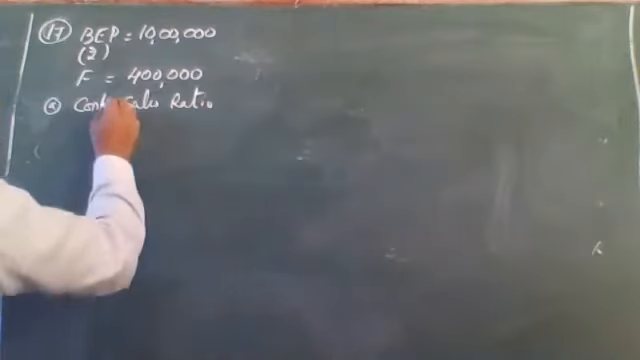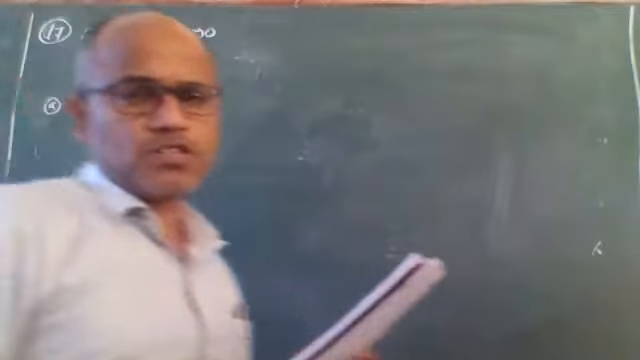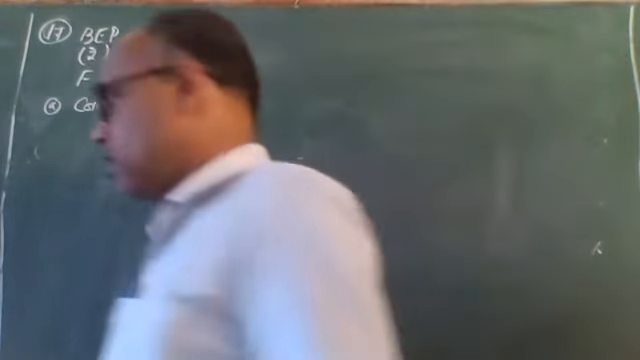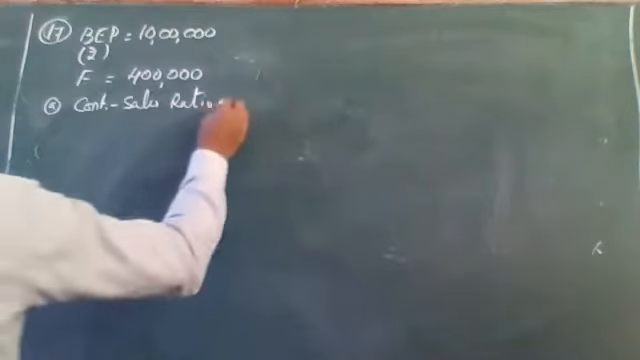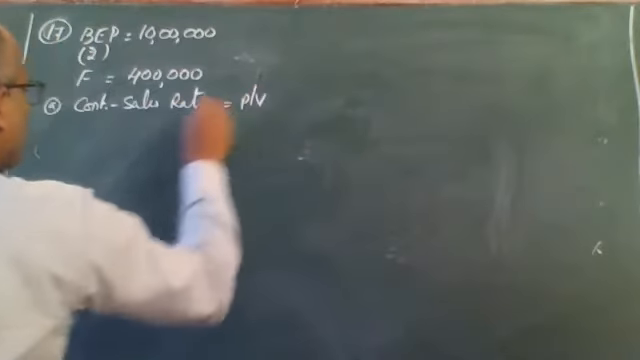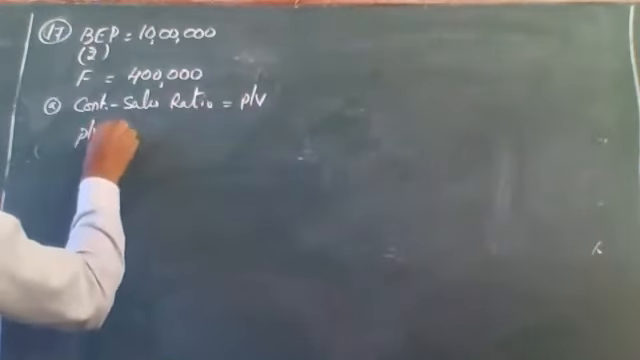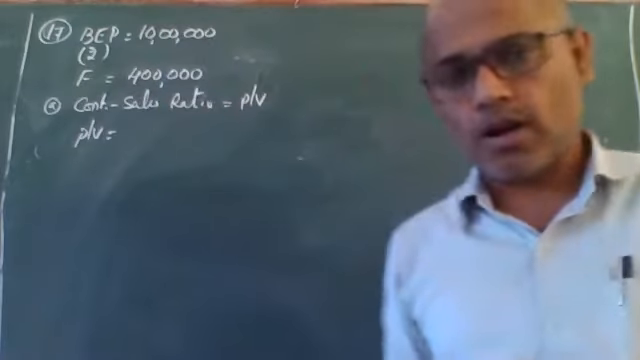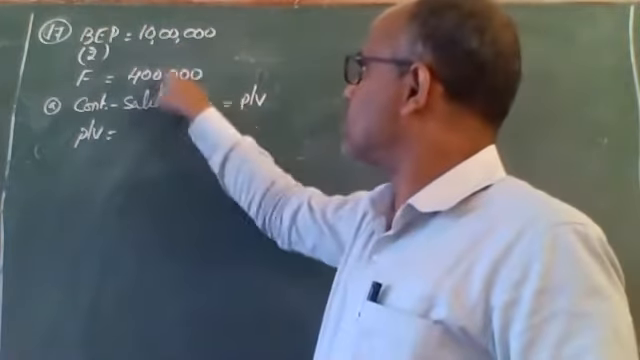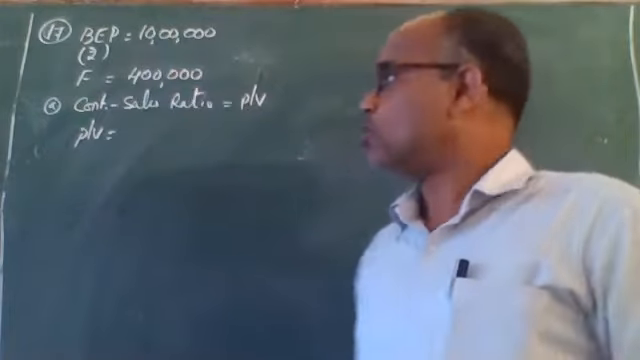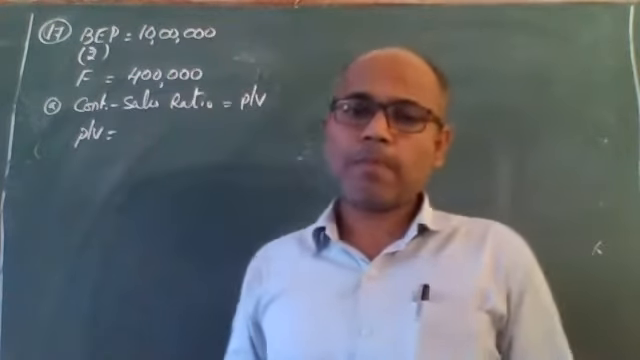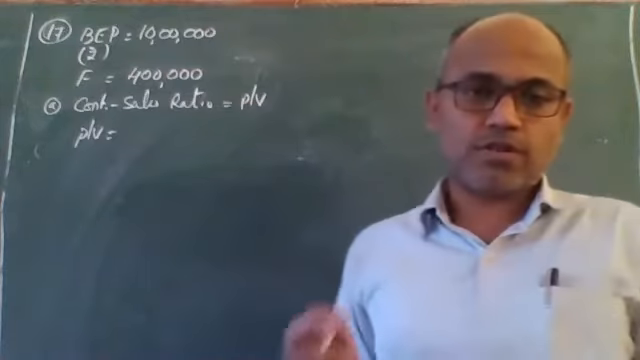Guys, I have been telling you contribution to sales ratio is the other name for what? Contribution to sales ratio is nothing but PV ratio. So what is PV ratio? PV ratio is equal to contribution by sales into 100. Do you have contribution in the question? No. Do you have sales in the question? No. So how do we find out the PV ratio in this question?